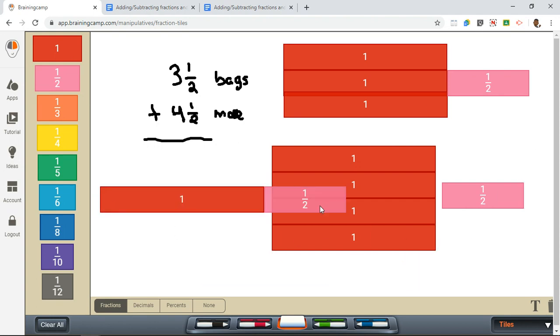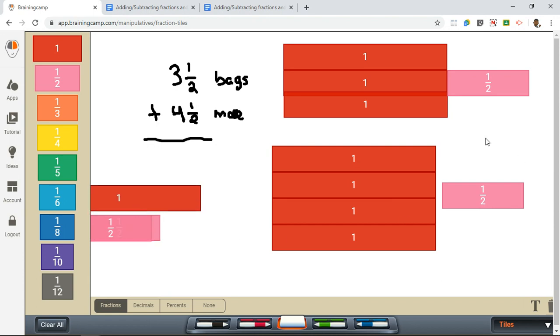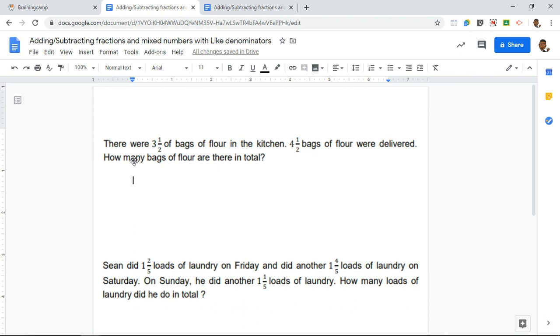Anytime you have half, you would need another half to then make one whole. So that being said, if we have 2 halves here, we could say that would be equivalent to 1 whole. So if we add that 1 whole to these wholes that we have, 1, 2, 3, 4, 5, 6, 7, plus the 1, we would end up with 8. And the answer, of course, for this problem, how many bags of flour are there in total? There's a total of 8 bags of flour.